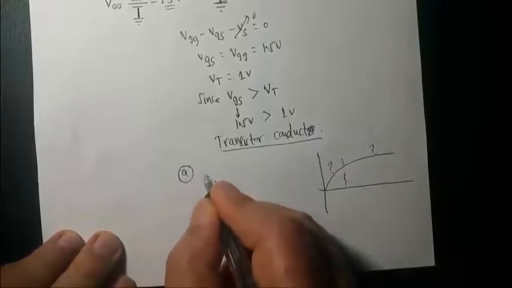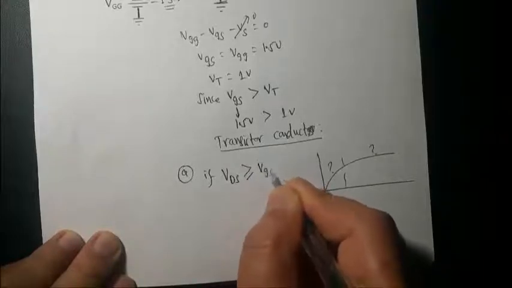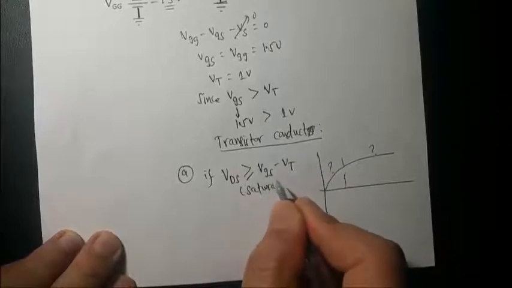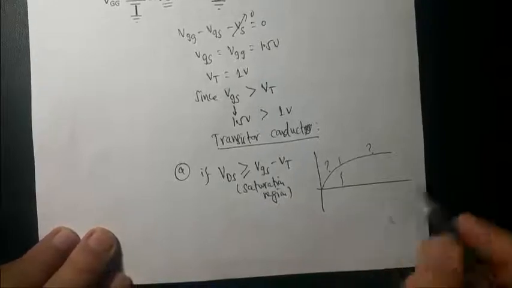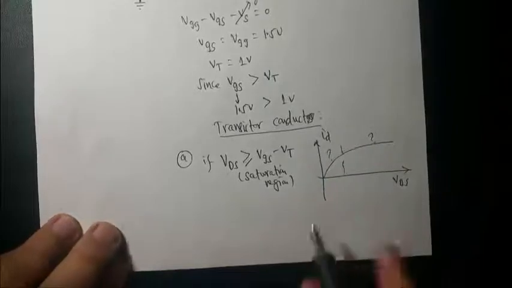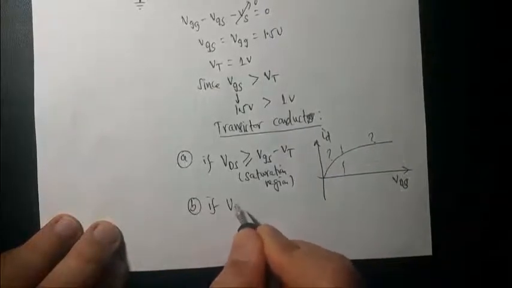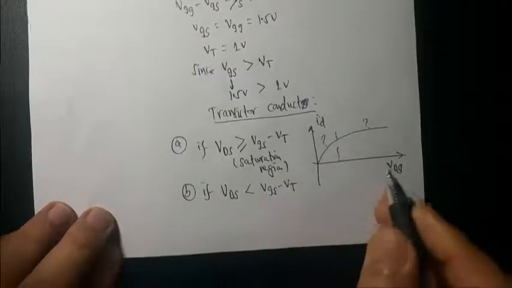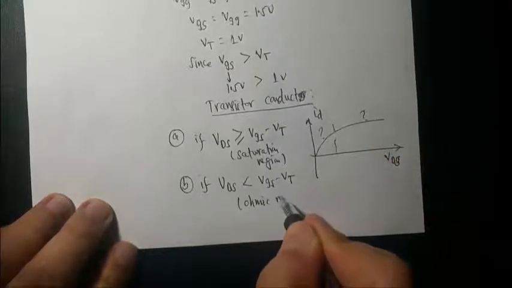One is if VDS is greater than or equal to VGS minus VT, it's in the saturation region. Because this is VDS, this is ID, this is the output characteristic of the transistor. And second, if VDS is less than VGS minus VT, for the given voltage, this is the ohmic region, the linear ohmic region.